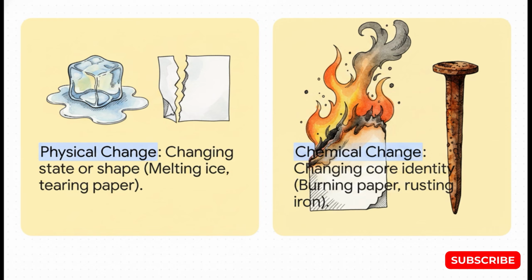But a chemical change, that's a complete foundational transformation of identity. If you burn that exact same piece of paper, it turns into ash and gas. It is literally no longer paper. Or if iron rusts, it combines with oxygen and becomes a completely new compound. The actual chemical properties have shifted entirely.